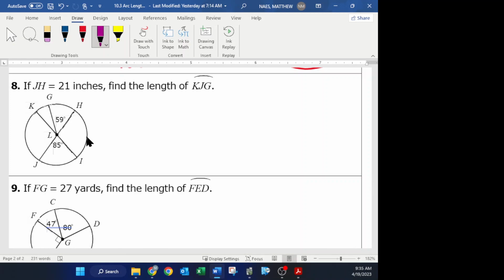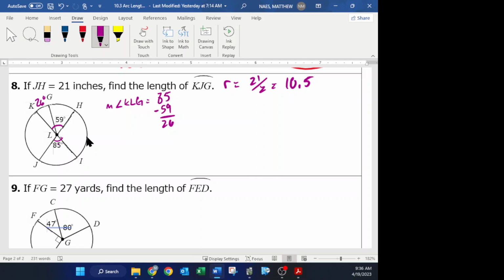Alright, again, JH is the diameter, which means the radius is 21 over 2, or 10.5. We are given vertical angles are congruent. So if this is 85, that means the measure of angle KLG is 85 minus 59, which gives you 26.